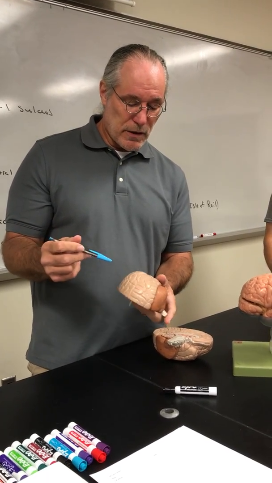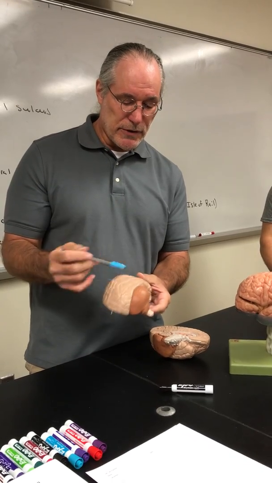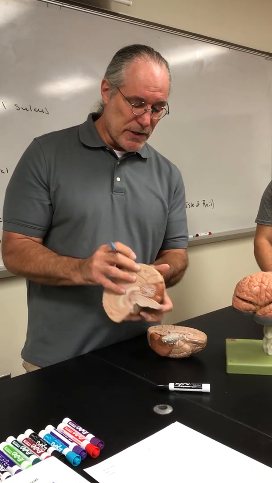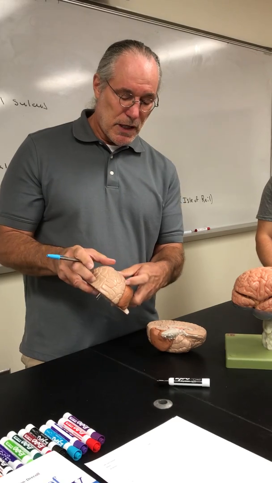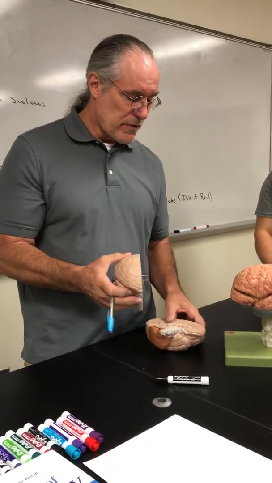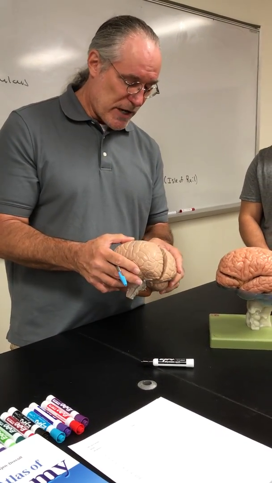Okay, so those were our sulci: central sulcus, lateral sulcus, parietal occipital sulcus, and I showed you how to draw it. Then we have fissures. We have two major fissures.